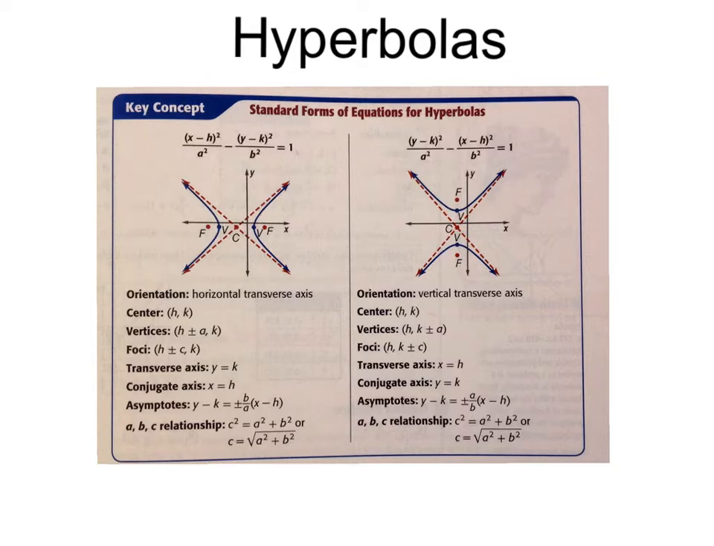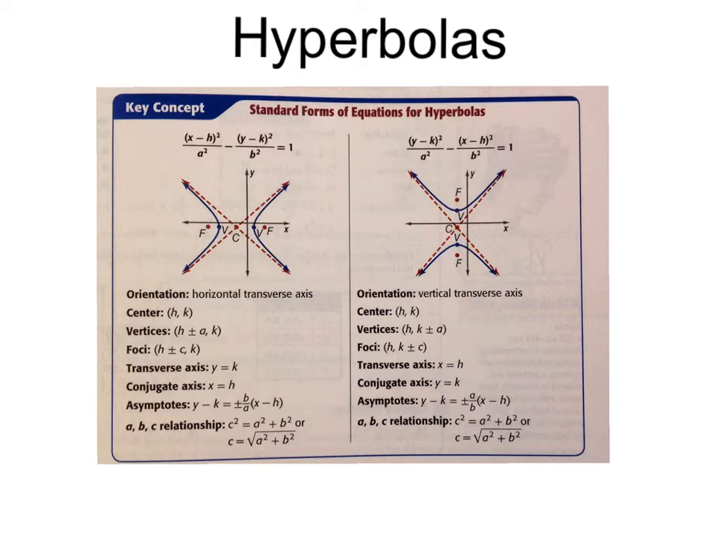You're also going to want to pay attention to which term comes first, either the x squared term minus the y squared term or the y squared term minus the x squared term. That's going to determine whether each side of the hyperbola is opening up horizontally or vertically.